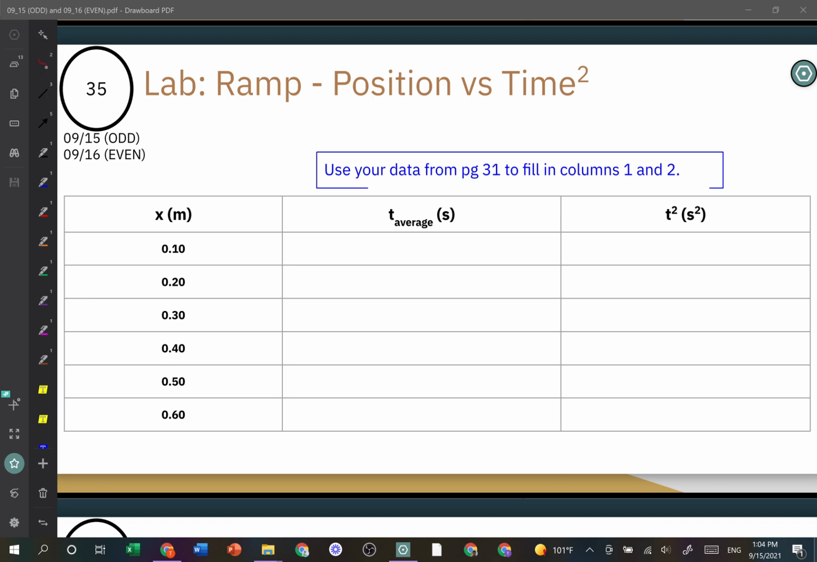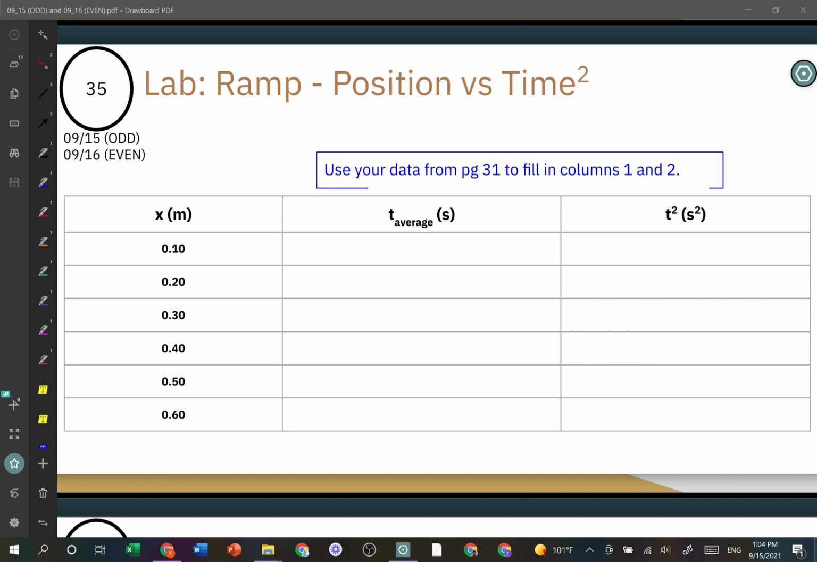Right now, we're going to focus on page 35 in our lab notebooks, which is the ramp lab for the relationship between position and the square of time. Back on page 31 in our lab notebooks, when we first looked at the relationship between position and time, we ended up with a graph that we determined was going to have that relationship: position is proportional to the square of time.